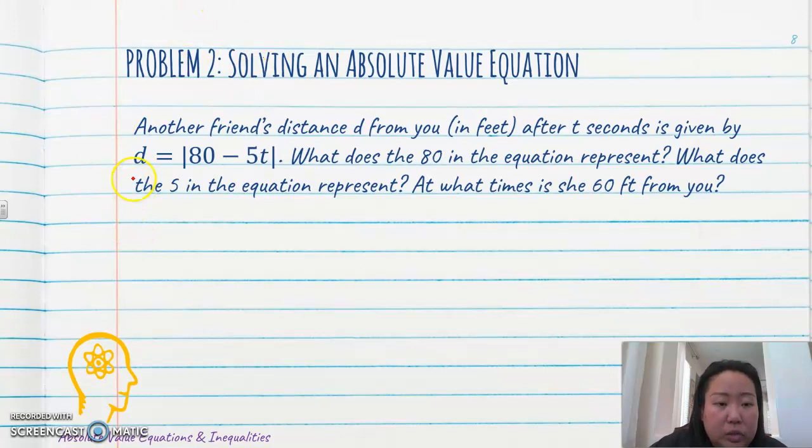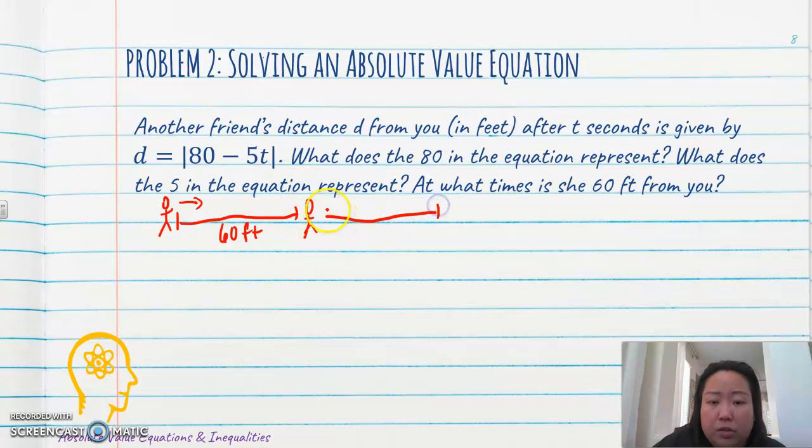So again, this is our visualization. You have your friend, you are here, and this friend is going towards you. The question is, at what time will she be 60 feet from you? And then she passes by you to another 60 feet over here, okay? So 80 is the reference distance, your initial distance from your friend when she starts skating towards you, okay?